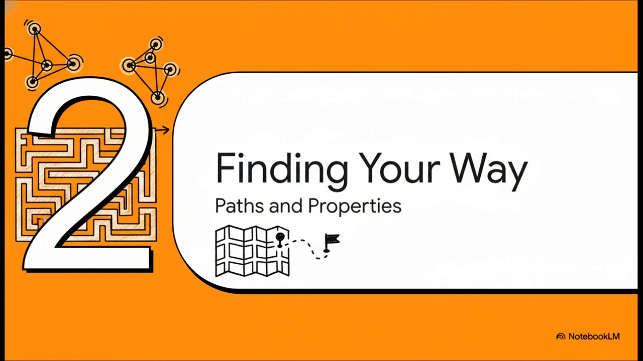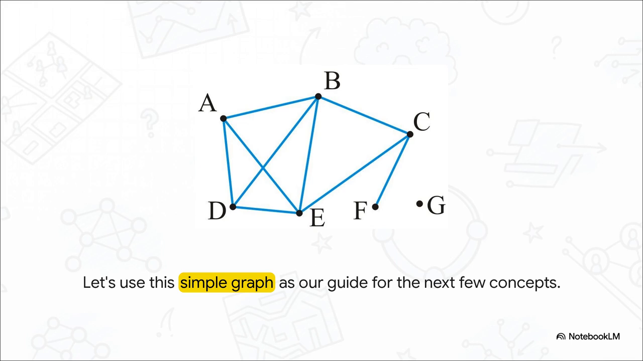All right, so now that we've got the basic building blocks down, dots and lines, let's dig into how they help us understand really complex relationships and find our way through them. Okay, for the next few ideas, let's use this simple graph as our little playground. You can see we've got 7 vertices, A through G, and a bunch of edges connecting them. Let's see what we can figure out just by looking at how it's put together.